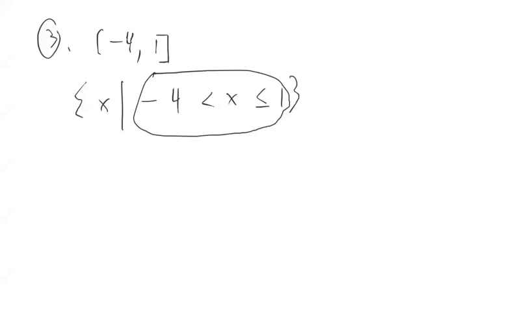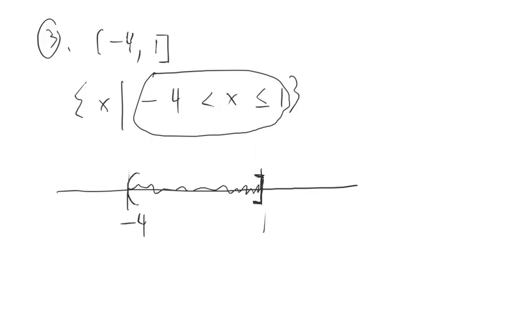And then it says make a graph of it. So this means that you have the number line, you have negative 4 and you have 1. And the interval is between those numbers. But at 1, you have a solid bracket, and at negative 4, you have an open parenthesis. So that's that.